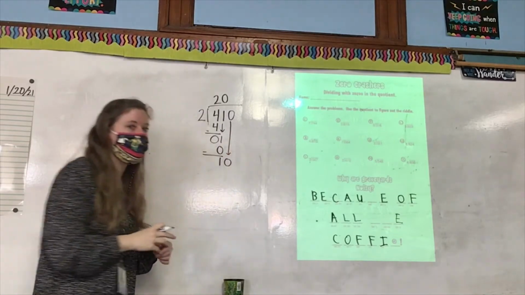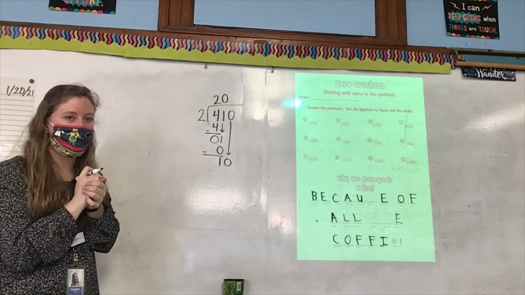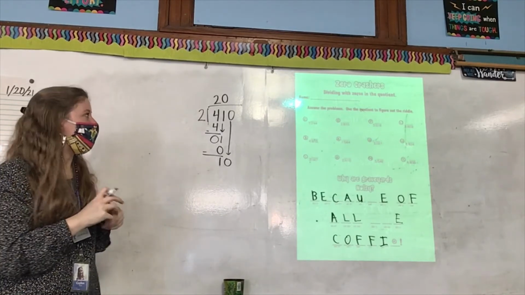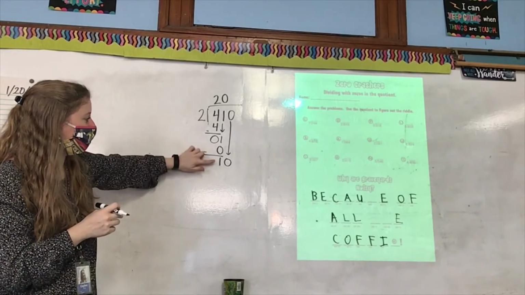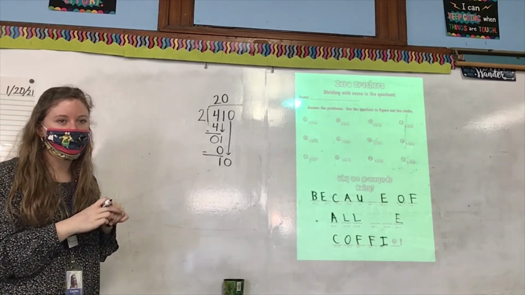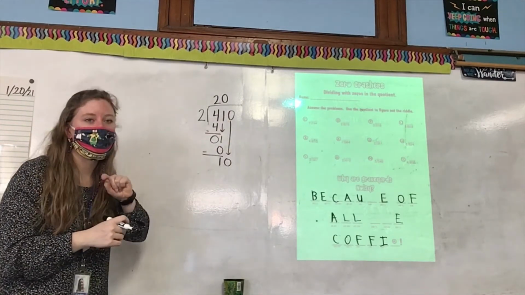We just created our new dividend, which is 10. What do we do next? We just brought down, so now we divide. We see how many times our divisor 2 will go into our new dividend 10, which is how many times? 5 times. This is not the first time we divide, so we write it above the digit we just brought down.